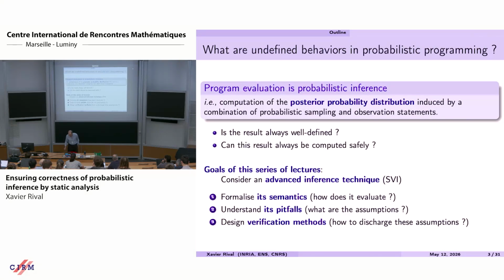So what happens when we look at probabilistic programming? As you saw yesterday, evaluation for us is going to be called inference. So the question is, when you do inference, is it always well-defined? Can this result always be computed safely? Will it always return something meaningful? Or are we missing something? Are there cases where we could have something a little bit like these undefined behaviors or crashes we just talked about, in the probabilistic programming context?